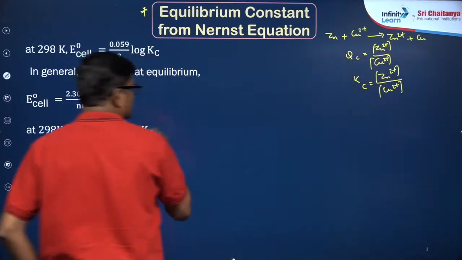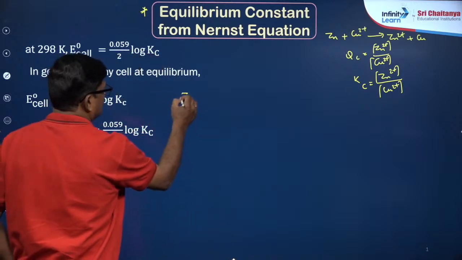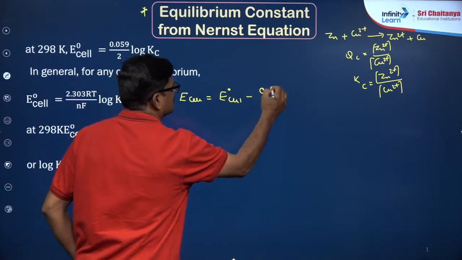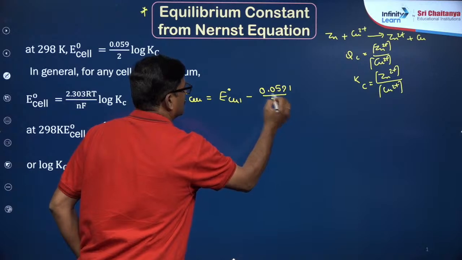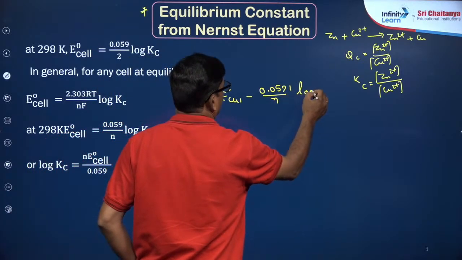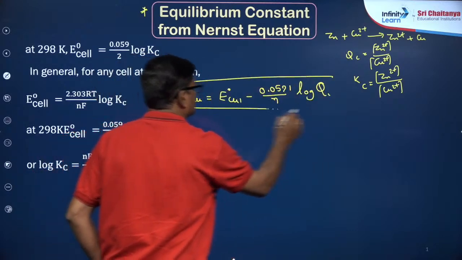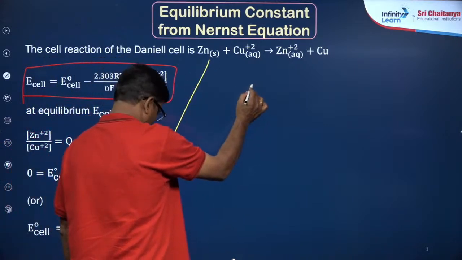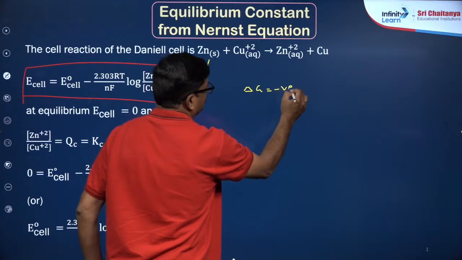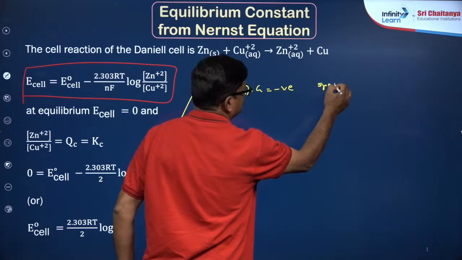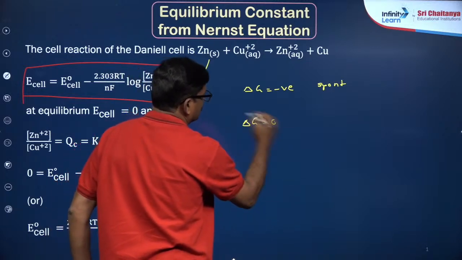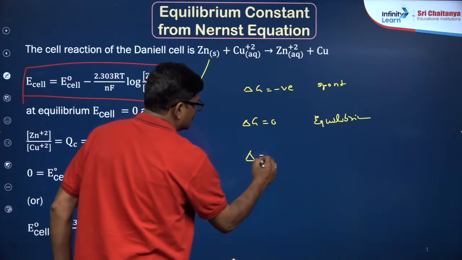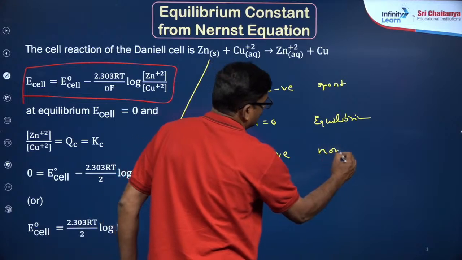Our Nernst equation is E cell is equal to E naught cell minus 0.0591 by N log QC. When you go with thermodynamics, you don't look at here. If delta G is negative, the reaction is spontaneous. If delta G is equal to 0, the reaction is at equilibrium. If delta G is positive, the reaction is non-spontaneous.